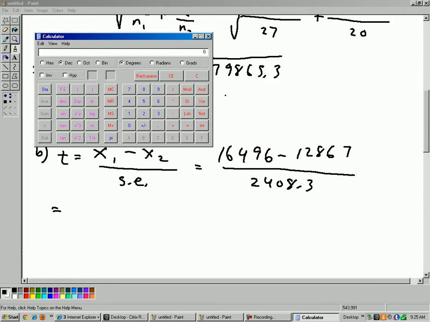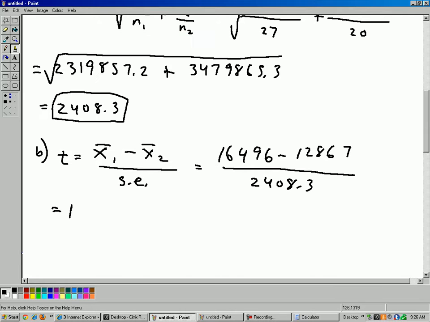Okay, calculator time. Let's clear out the old stuff. So it's 16,496 minus 12,867. So that's 3,609. That gives us the difference between the words for the men and women. But we need to know how big that difference is in terms of standard error. So divide that by 2408.3, and I get 1.51 rounded off, and that's positive. Okay, so there's our t.